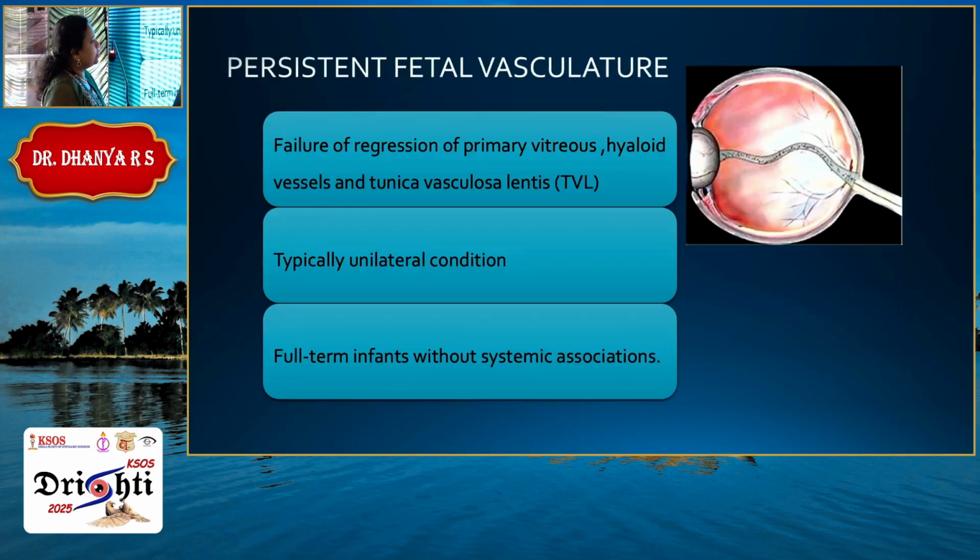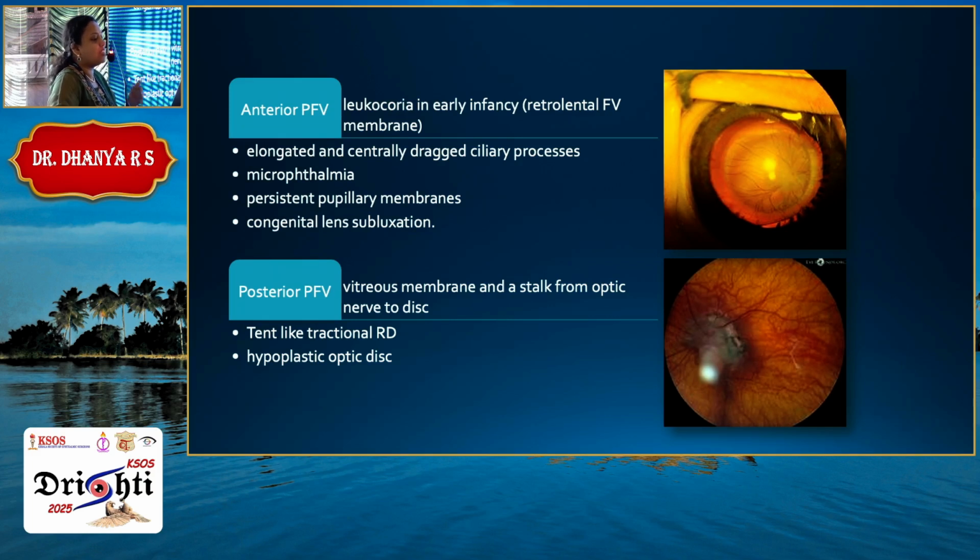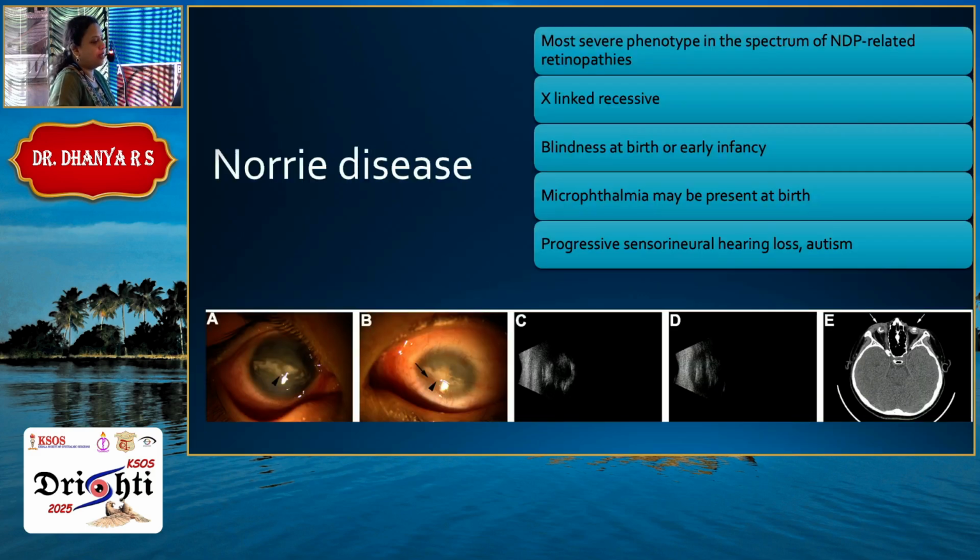When you screen babies for ROP, you come across this condition, persistent fetal vasculature, that is incomplete regression of the primary vitreous. It's also typically unilateral. This is seen in full-term infants, usually without systemic conditions. It can be anterior or posterior. In the anterior form, as you can see, there is a leukocoria-like appearance with persistent pupillary membranes, and posterior PFV is usually associated with a hypoplastic optic disc.